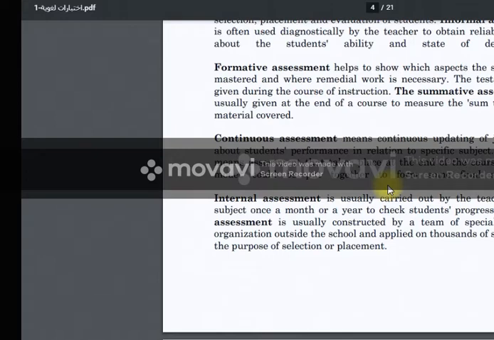مثال آخر, another example, students, is the English language test. The sixth preparatory.